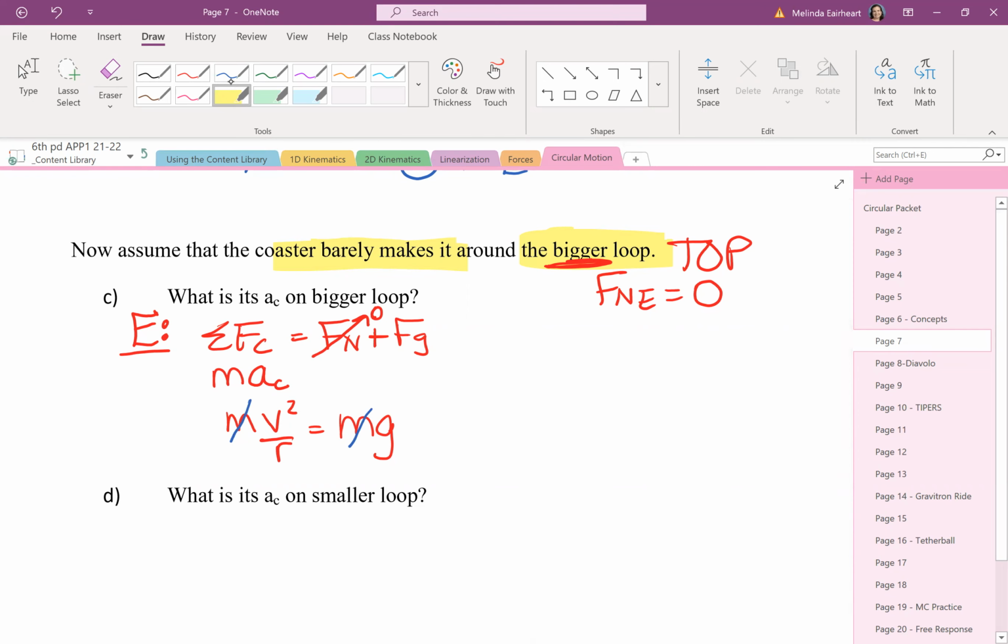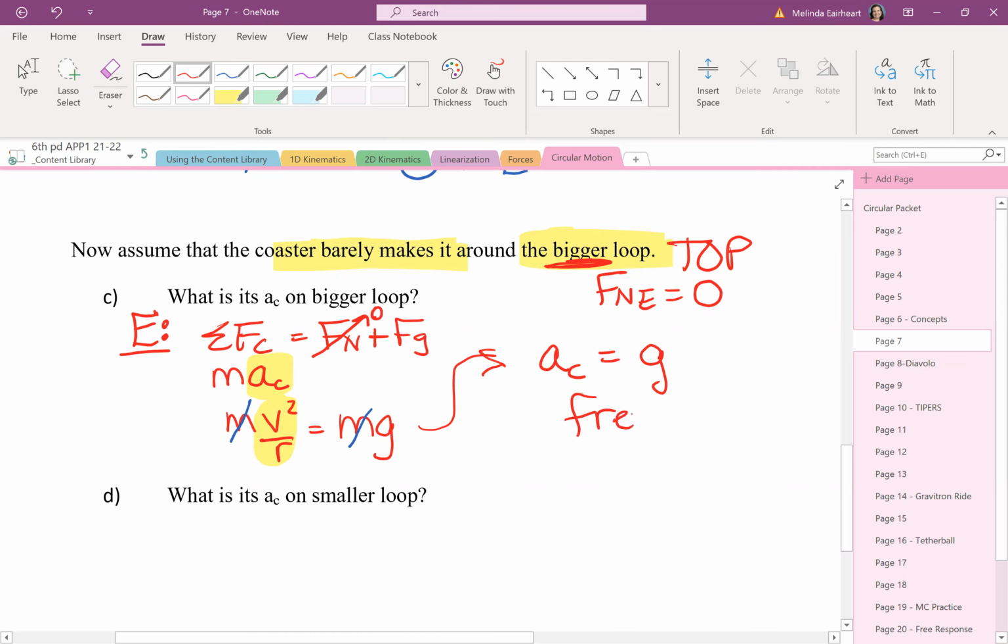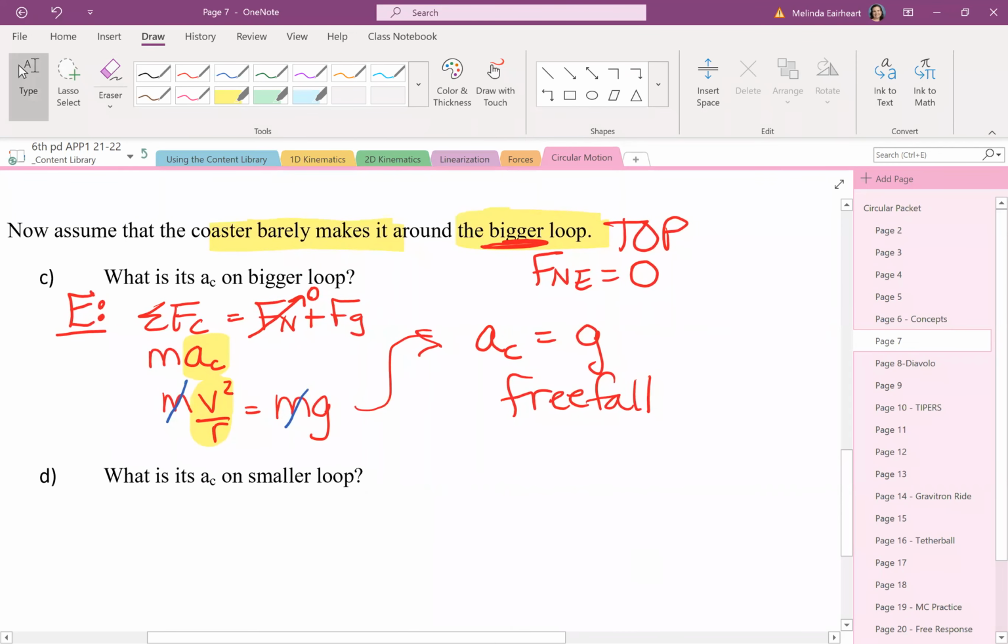Oh wait, I took it too far. They wanted acceleration, didn't they? So my next statement, I'm going to go back to acceleration equals, hey, look at that. It equals g. I'm in free fall for the moment. And what did the guy say he felt? He felt like he was coming out of his seat. Free fall at the top at point E.